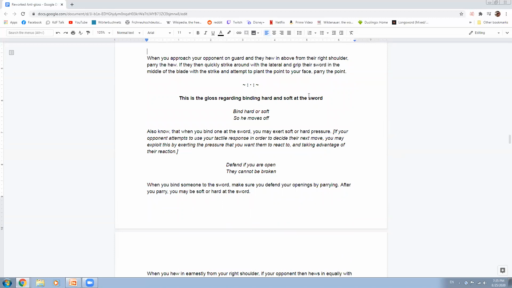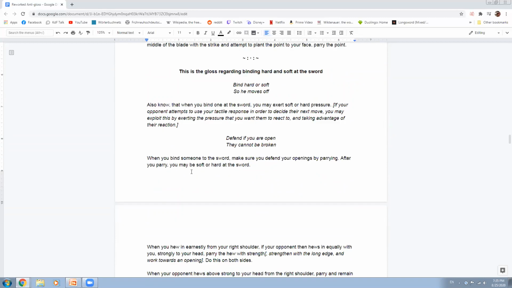Okay, soft and hard at the sword. This is the next of the Hauptstücke. Know that when you bind at the sword, you may exert soft or hard pressure. If your opponent attempts to use your tactile response in order to decide their next move, you may exploit this by exerting the pressure that you want them to react to and take advantage of their reaction.